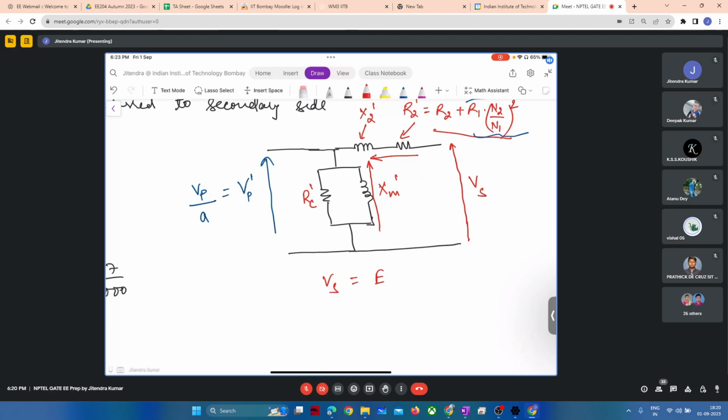So the first part was to find the equivalent circuit of the transformer. So for doing so, you have to compute this, and if some current will flow, then you have to take care that Is is flowing here, and here Is will not flow. Ip by A, right? Not Ip by A, Ip into A basically. Ip into N1 by N2.